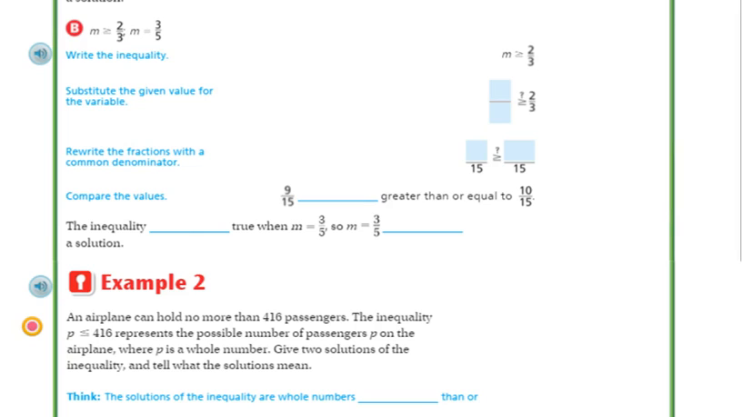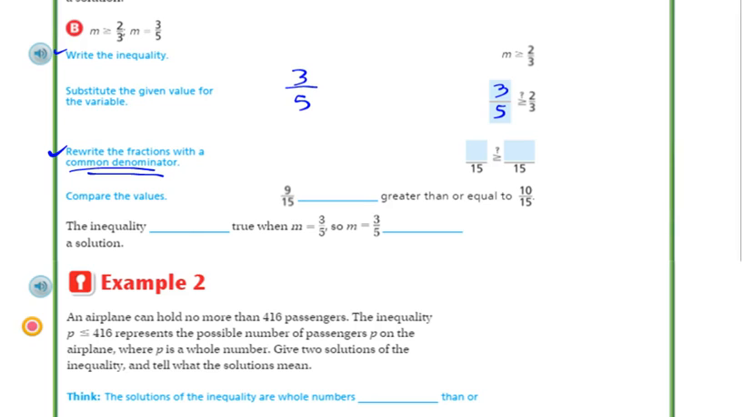So we want to go ahead and write the inequality. M is greater than or equal to 2/3. We're going to substitute in, so I'm going to go ahead and substitute in my 3/5. So the question becomes, is 3/5 greater than or equal to 2/3? So we have fractions. We have a couple ways of going about doing business here. We can rewrite the fractions using a common denominator. So I got some space to work here.